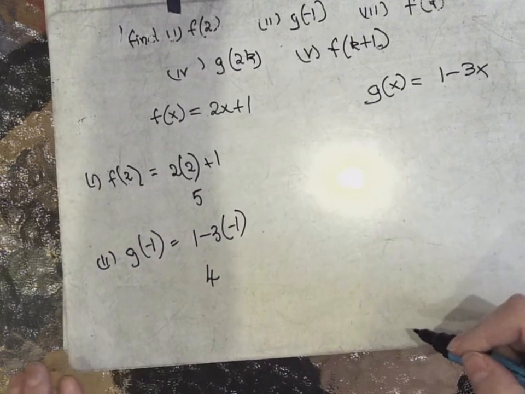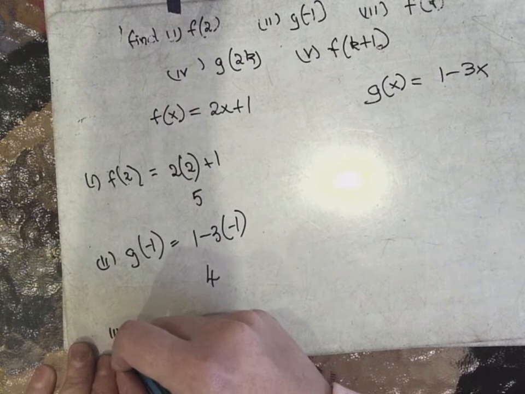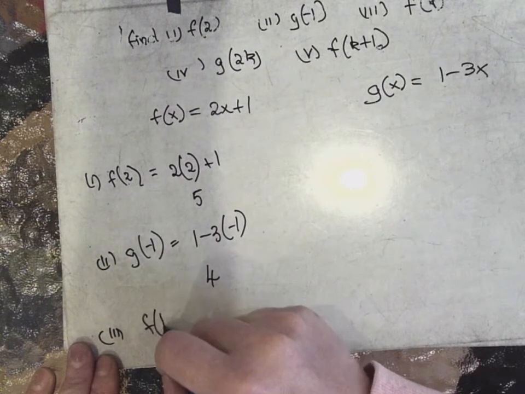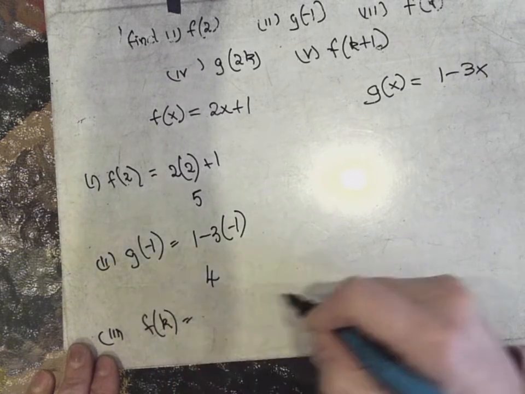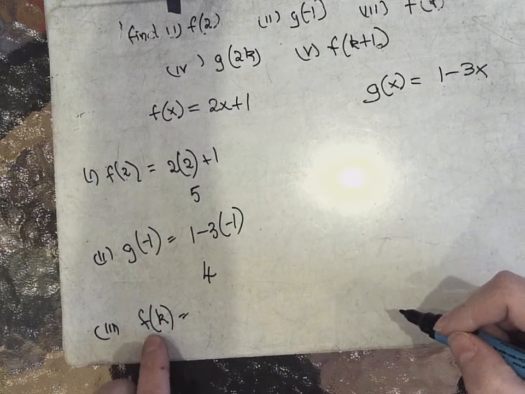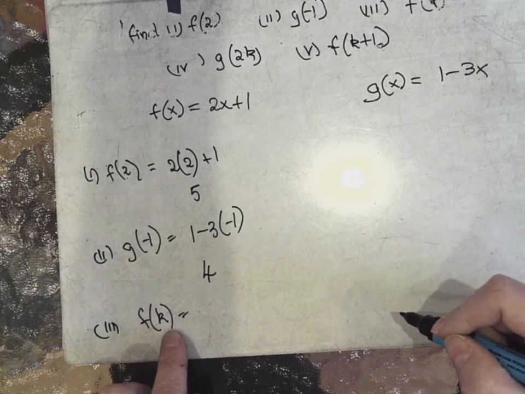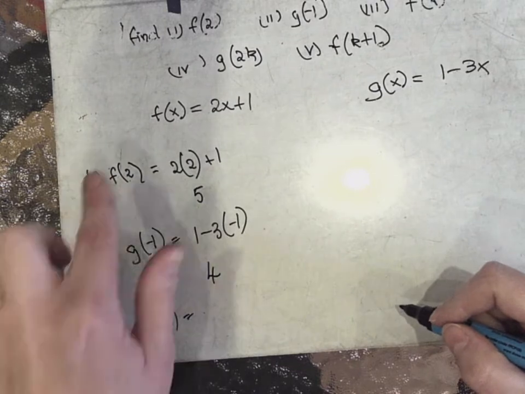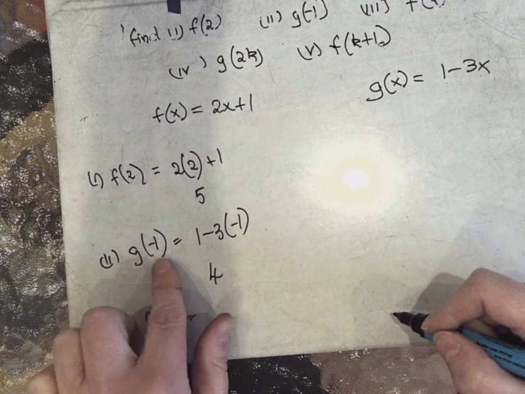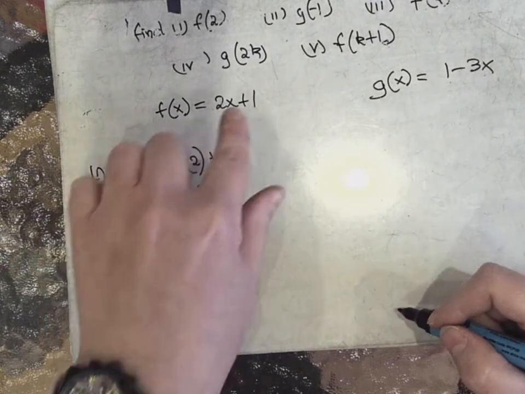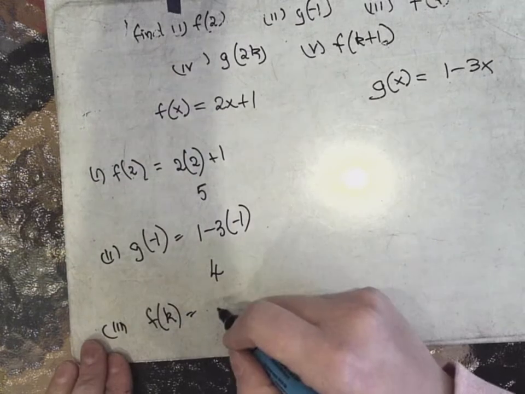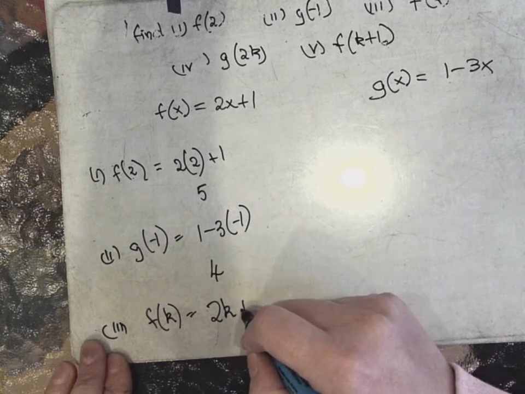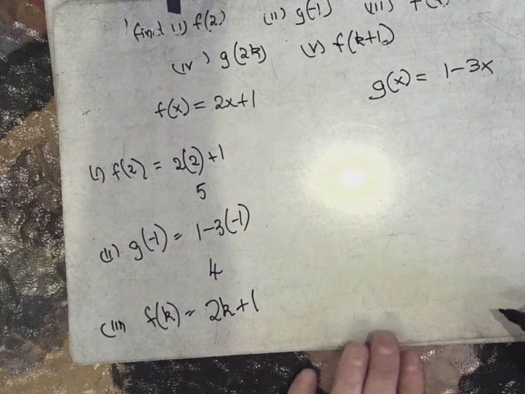Okay. Part 3 asks me to get f of k. So it's normally f of a number, but it doesn't matter. Into f, instead of x, write k. Right? So into f, instead of x, write k. Here, instead of x, we wrote 2. Here, instead of x, we wrote minus 1. Here, it's just we're writing a letter instead of a number. So instead of that x, so it's 2x plus 1, but I'm writing k instead of x. So the answer is 2k plus 1.